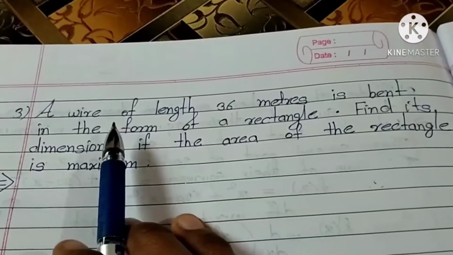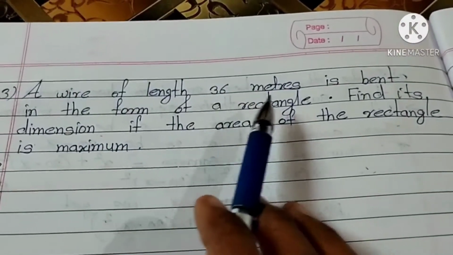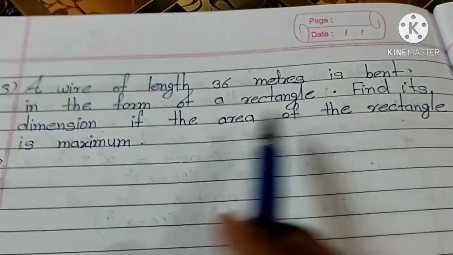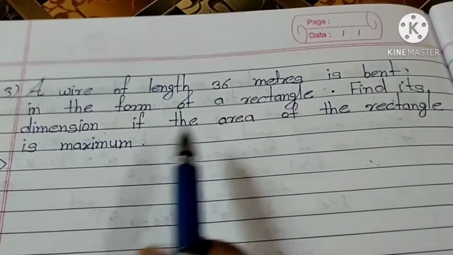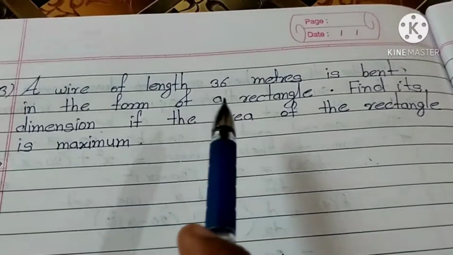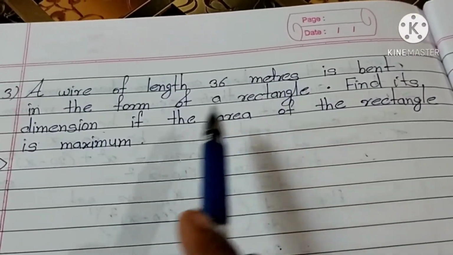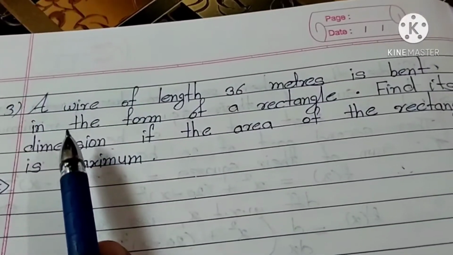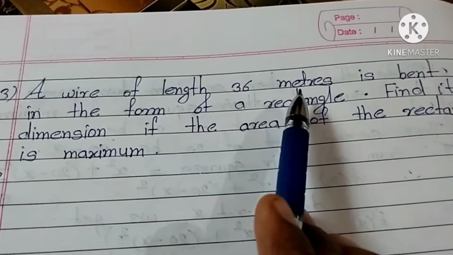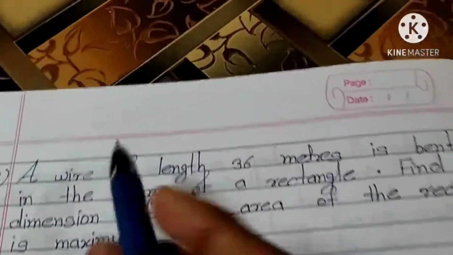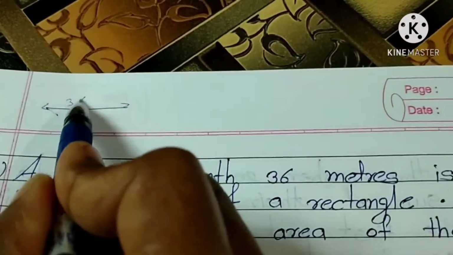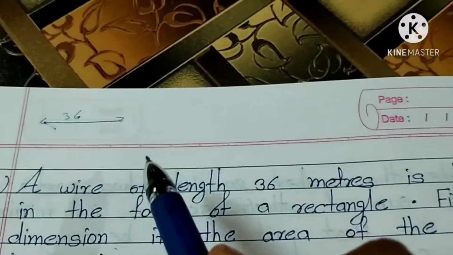Now next example. A wire of length 36 meter is bent in the form of a rectangle. Find its dimensions if the area of the rectangle is maximum. So here we have to find the dimensions of the rectangle. Given that a wire of length 36 meter is bent to form a rectangle. So suppose that this is the wire, this is 36 meter.